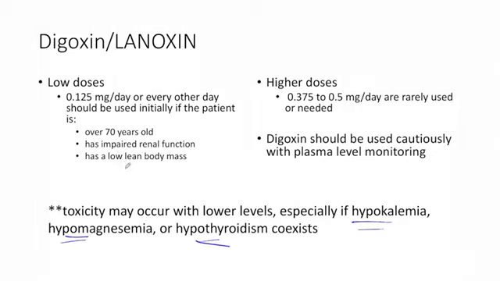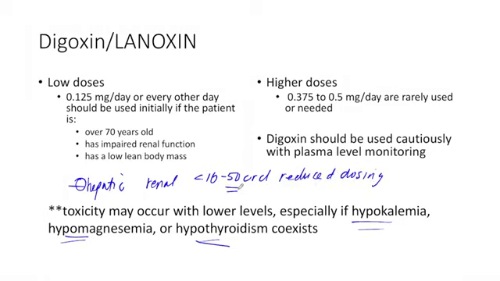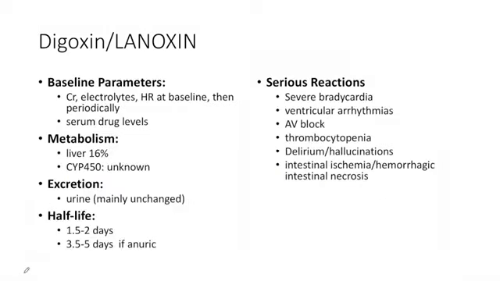There are no hepatic dosing issues with this. It's all related to renal. But then you need to have between 10 and 50 creatinine clearance before they recommend reduced dosing. And then you're going to be reducing dosing by 50 to 75% if this is present. So great reductions. Baseline parameters.